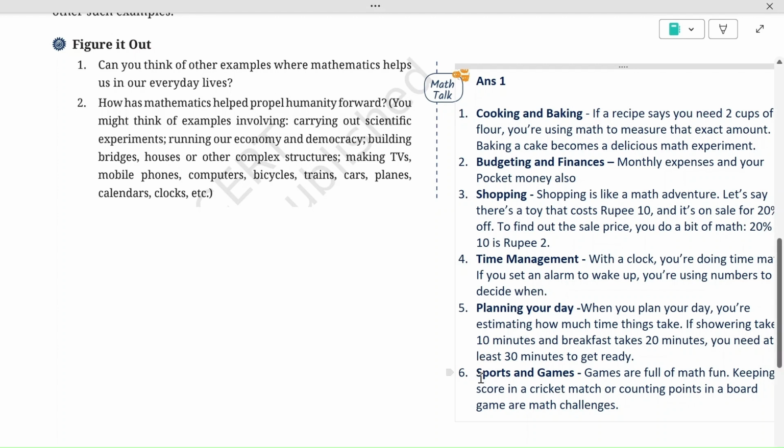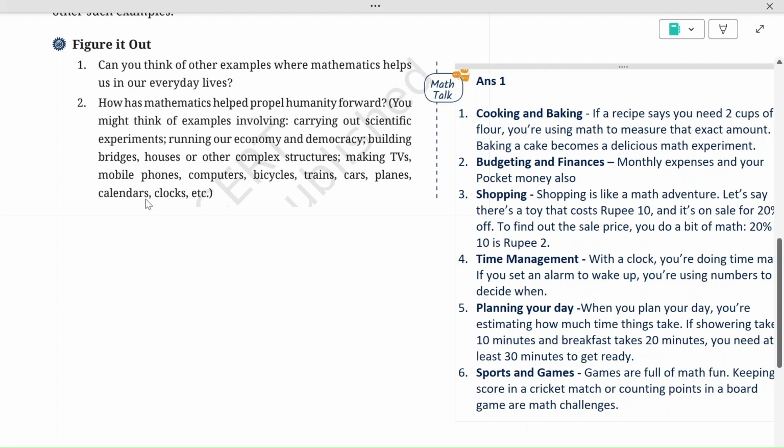And the last part is sports and games. Sports and games are also one of the areas where we use math. We maintain the scoreboard, which team is winning, which is losing, how many scores there are, who is going ahead. So all that calculation involves mathematics. So these are the examples where we are using mathematics in our everyday lives.